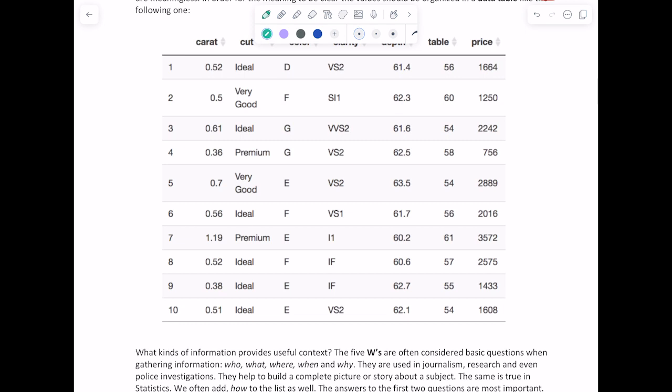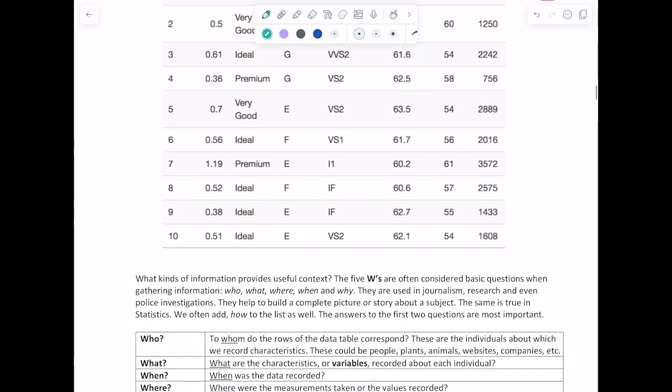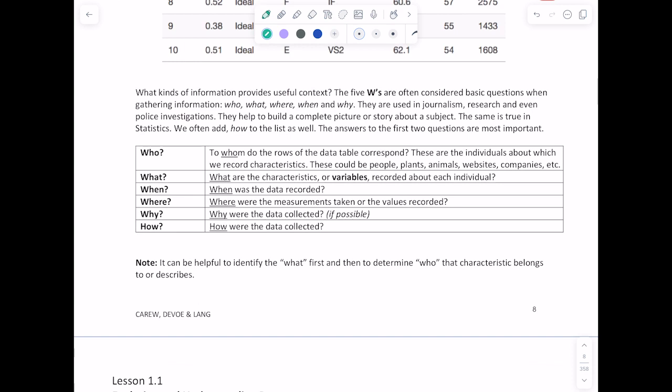And one of the things we like to determine about our data are the 5 W's and then also the H, okay? So the W's are the who, what, where, when, and why. And then of course we always want to know how. The two beginning words, who and what, are the most important. So who is referring to the individuals about which we record characteristics. The who could be people, plants, animals, websites, companies, etc. The who refers to the rows of the table.